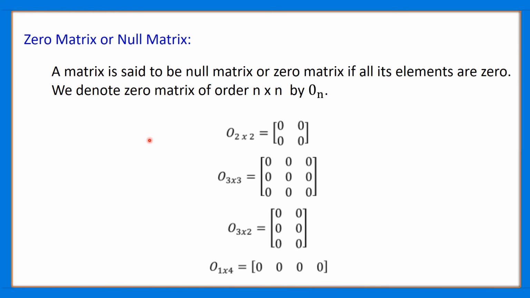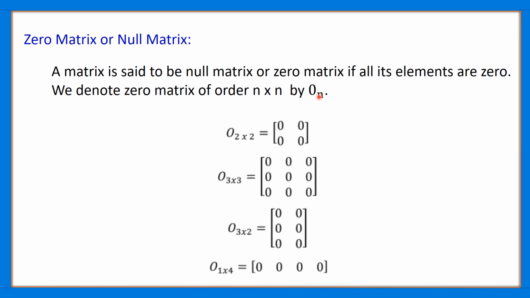Next comes the zero matrix or the null matrix. As the word zero suggests, we can guess that the matrix should contain only 0 as an element. Yes, a matrix is said to be a null matrix or a zero matrix if all its elements are 0. We denote a zero matrix of order n cross n by 0 of order n.